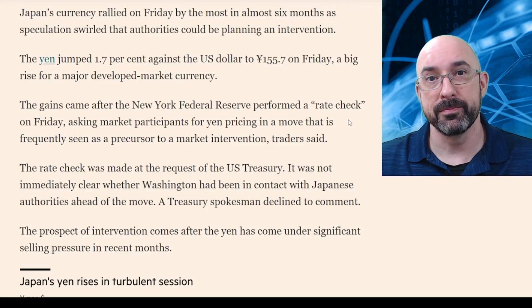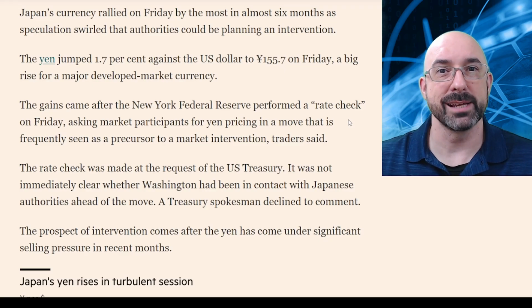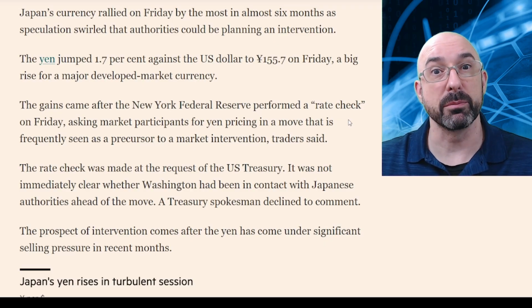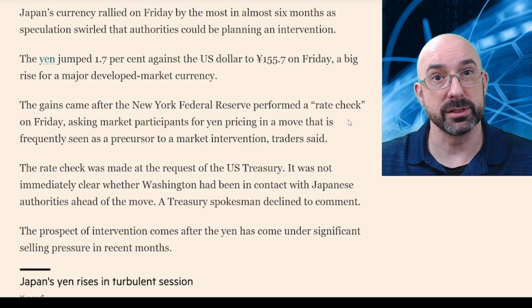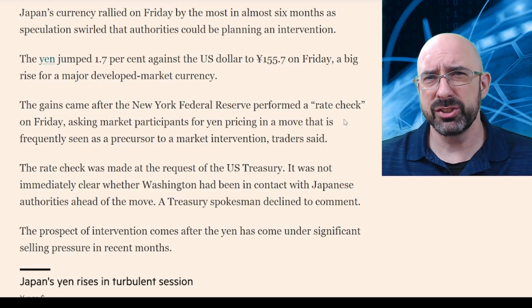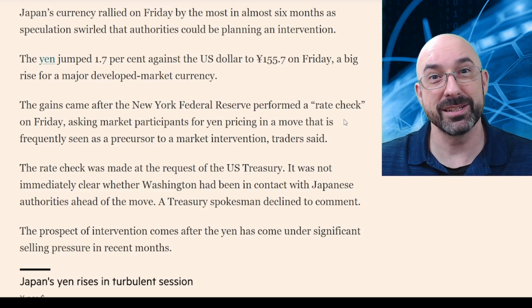Now you might think that's pretty straightforward. They're just asking for a price. But when a federal government does this, it becomes a really big deal. It usually means they are going to do something significant, probably make a big purchase of whatever currency they're checking the price on. So if they're just checking the price, why are major business publications writing about a rate check? Why is it such a big deal?